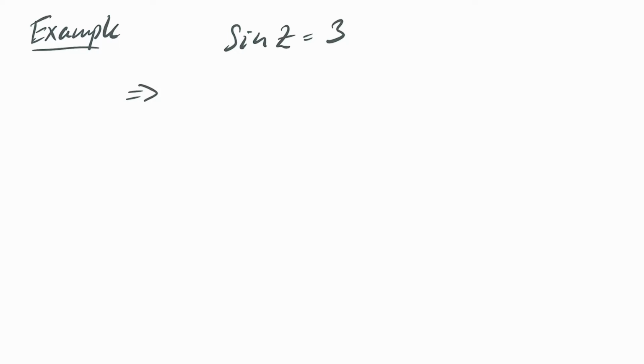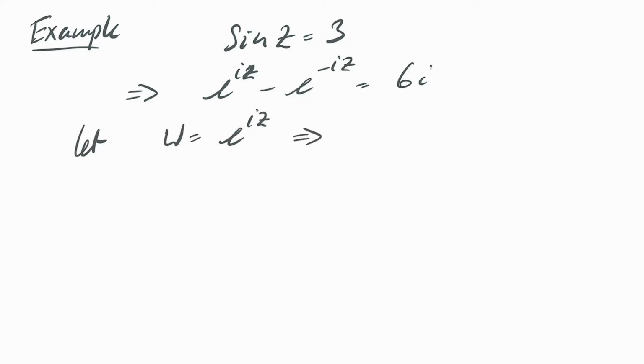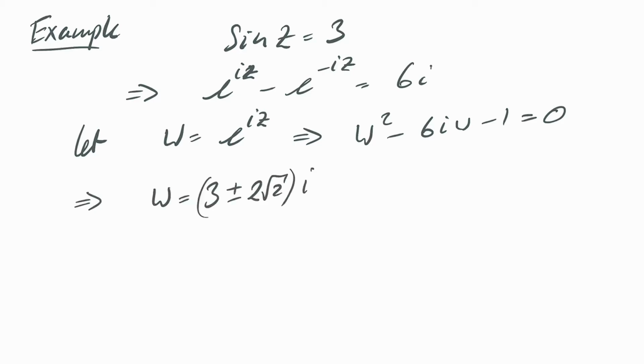How do we go about finding z? Well, let's use the definition. Substituting for sin z, multiplying through by 2i gives me this equation: e^(iz) minus e^(-iz) equals 6i. Now let's let w equal e^(iz), which means that this equation is actually a quadratic in w. And I can just go ahead and solve this quadratic. So I found e^(iz) is equal to two distinct roots, 3 plus or minus 2√2 times i.